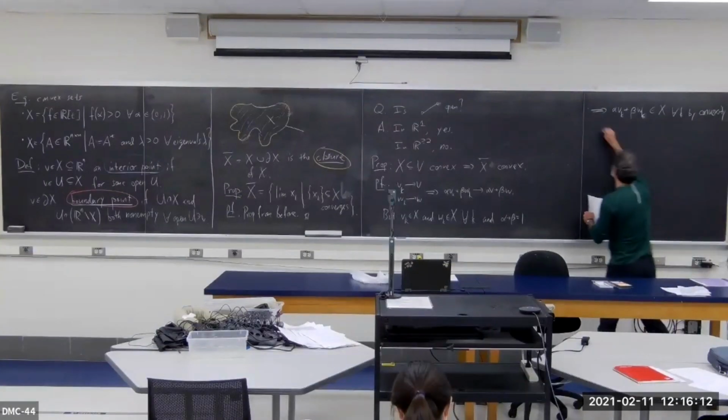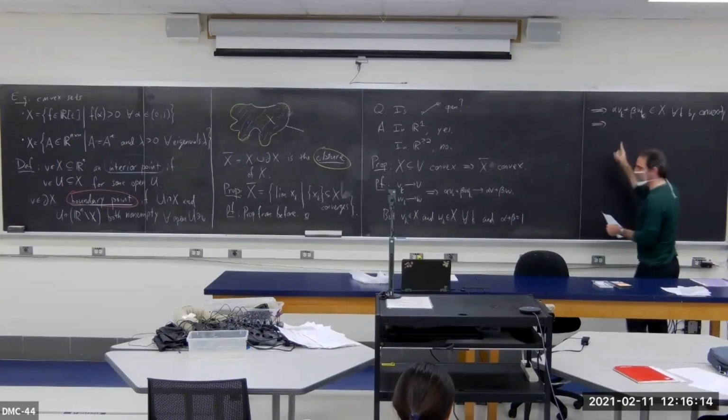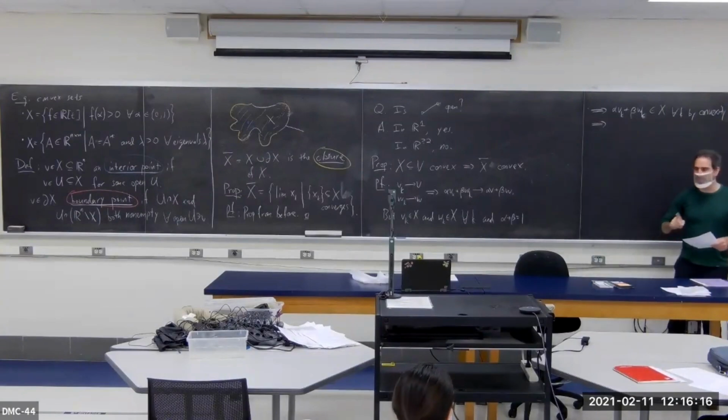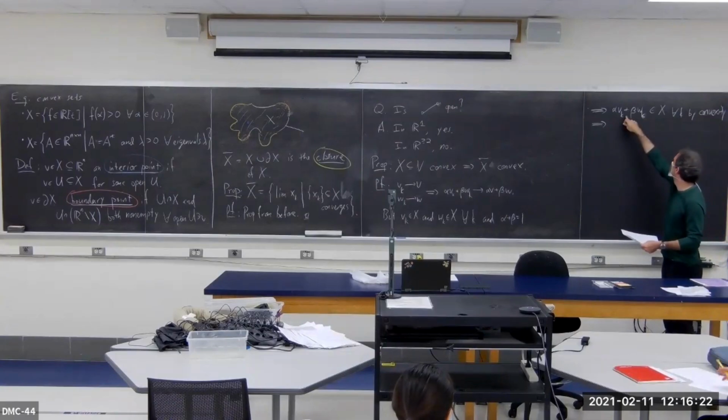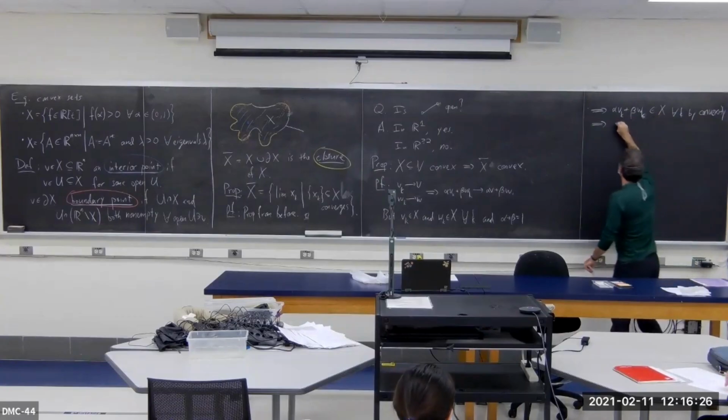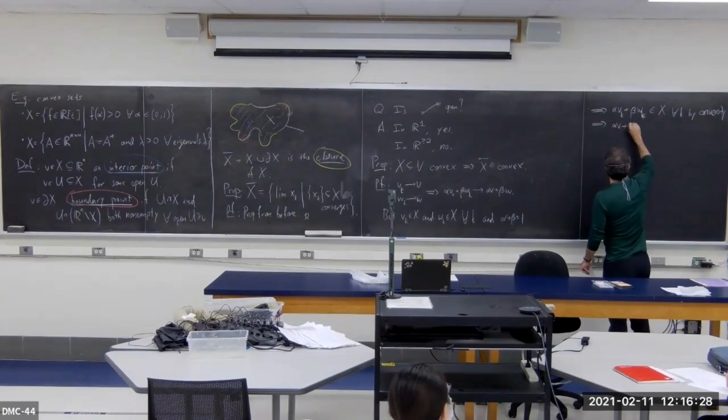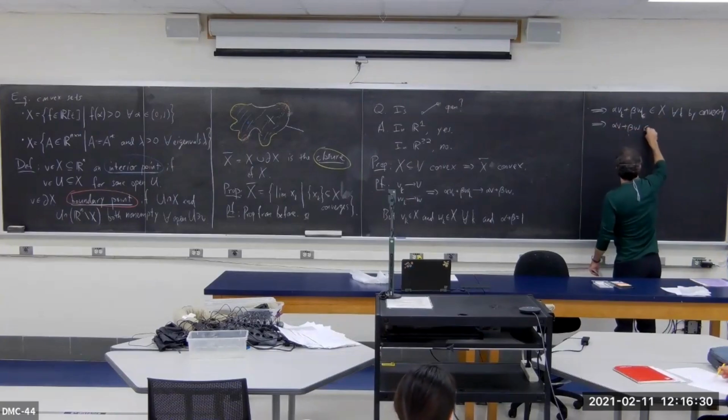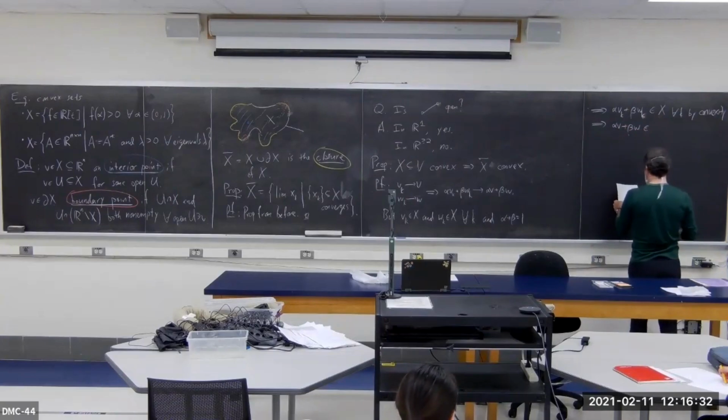And that implies, remember, think of alpha and beta as being fixed. Don't think of them as varying. They're just some fixed scalars that happen to add up to 1. So now we have this sequence of points that's in X. What does it converge to? We already said this thing lies in X bar, and that's by the proposition.